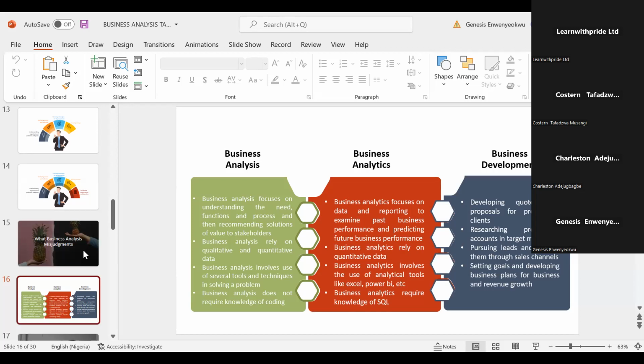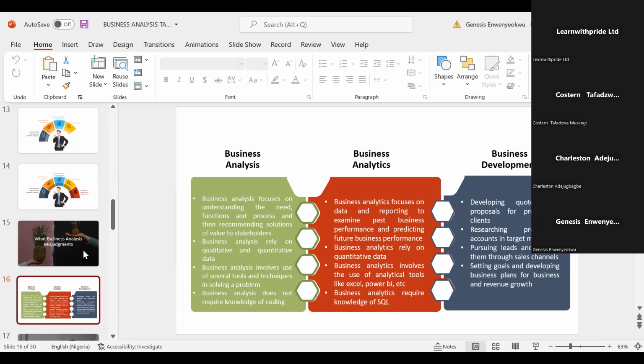In business development, they really do not rely too much on data or information proving, but they rely on researching prospective clients and also target markets that they can further market business opportunities to. So there are several differences between these three roles.